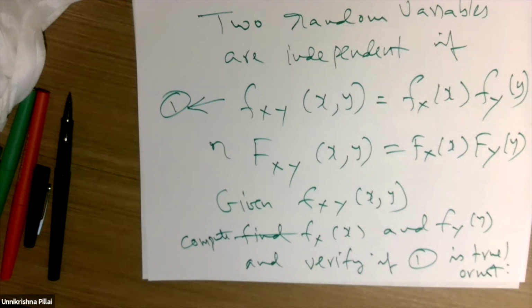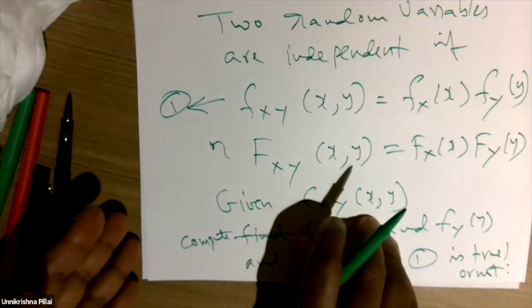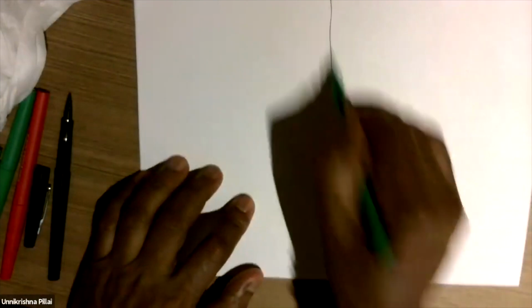So in a problem, if the problem is saying that X and Y are independent, then you may not need the marginals to be given, that's the same as the product is the same as the distribution function. So let's look at this problem.